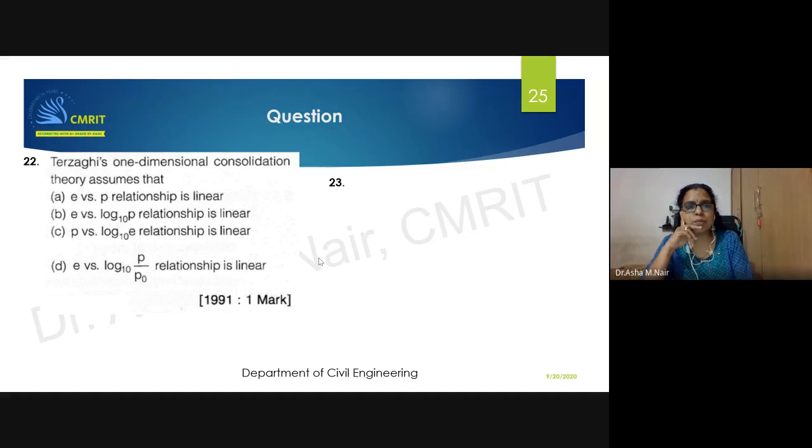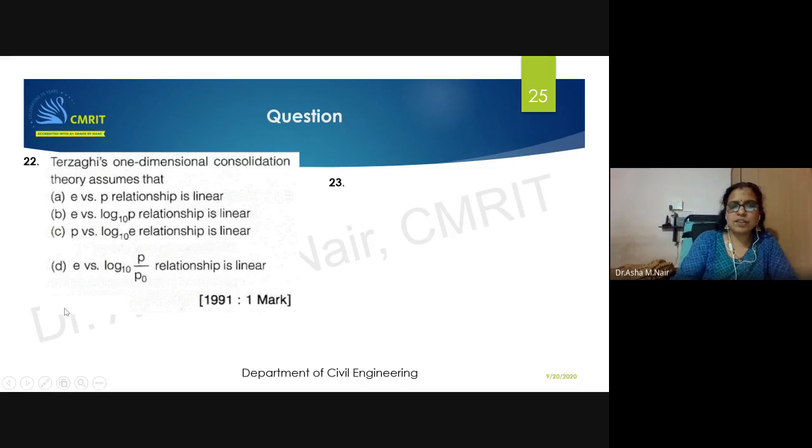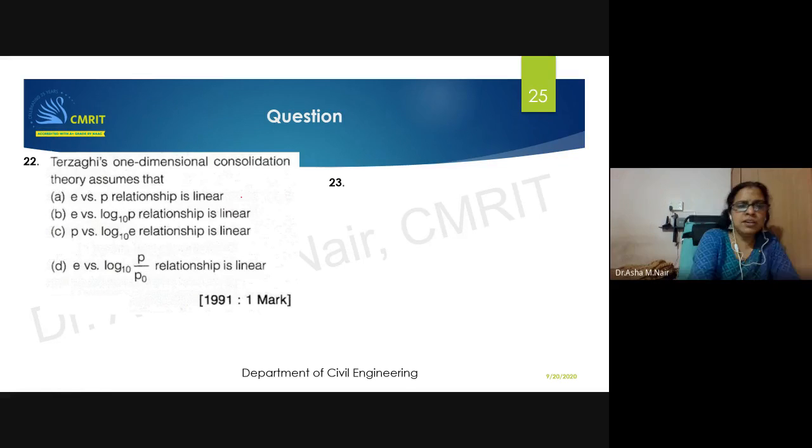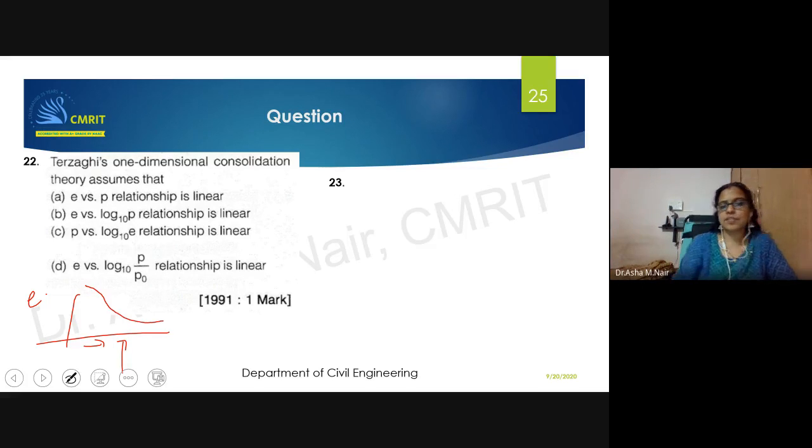Now, Terzaghi's one-dimensional consolidation assumes what? The E versus P relationship is linear. No way. We don't have an E versus P relationship as linear, because if you remember the graph itself, if this is E and this is P, you will get a graph like this, right? So it is never a linear relationship.